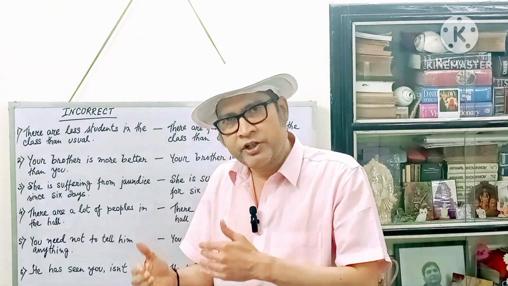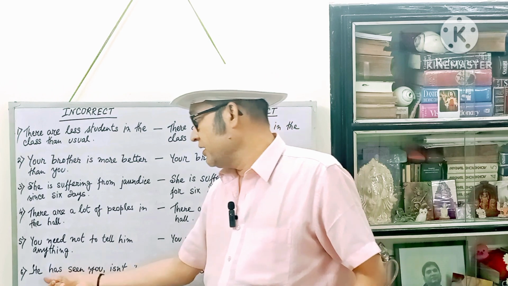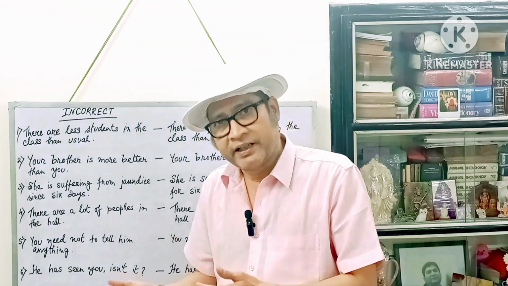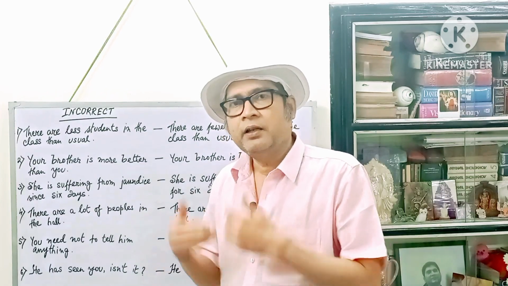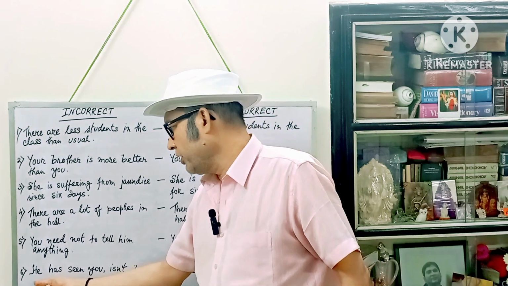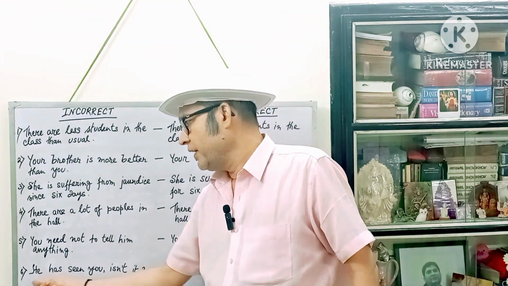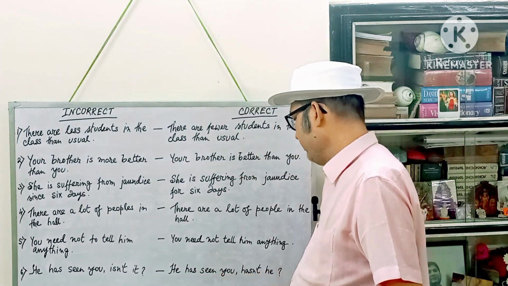And when we make the question tag, we generally make it negative. If the sentence is positive, then we make the question tag negative. And if the sentence is negative, we make the question tag positive. So here the correct one is, he has seen you, hasn't he? Look at the correct sentence. He has seen you, hasn't he?